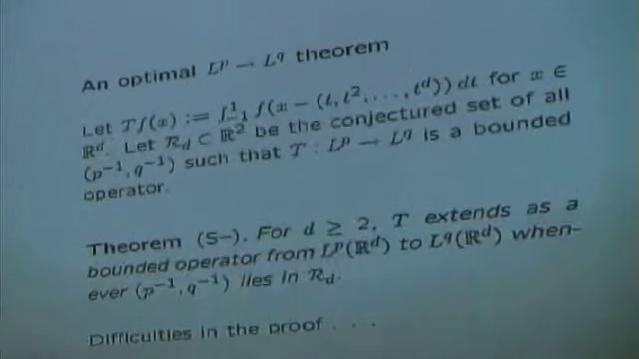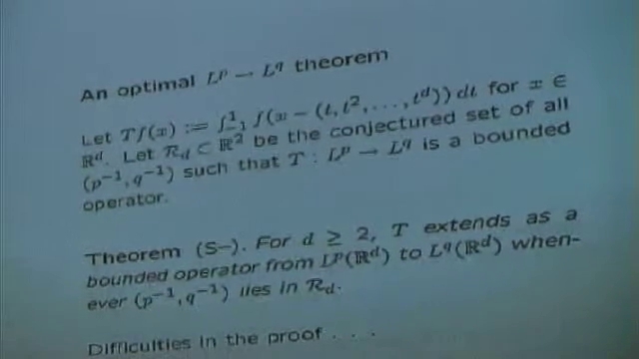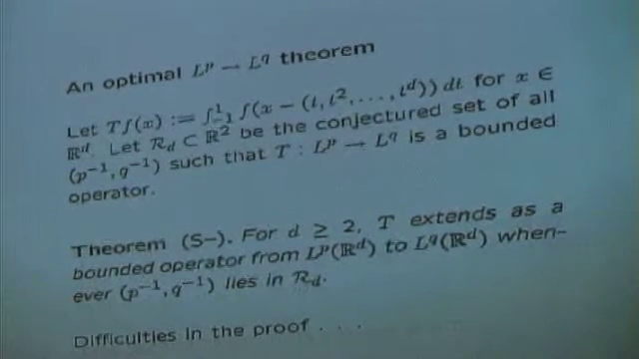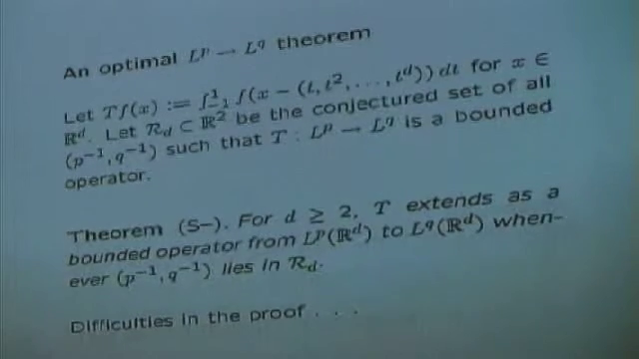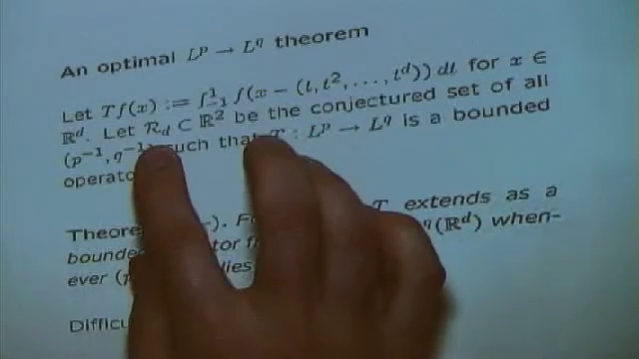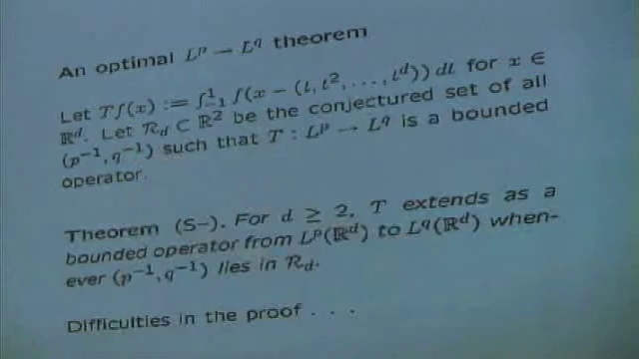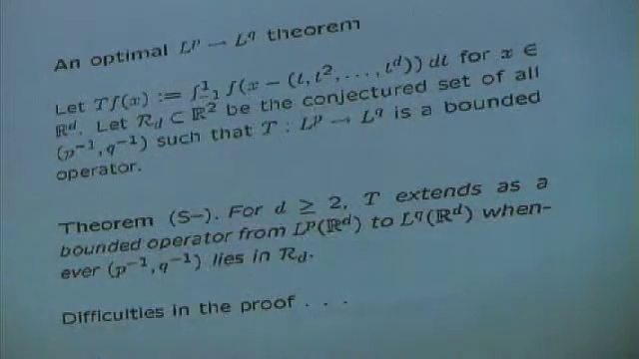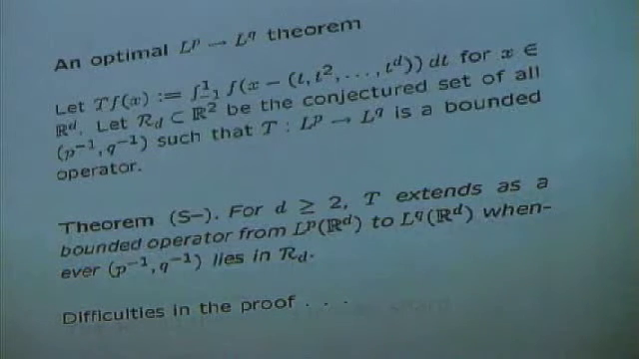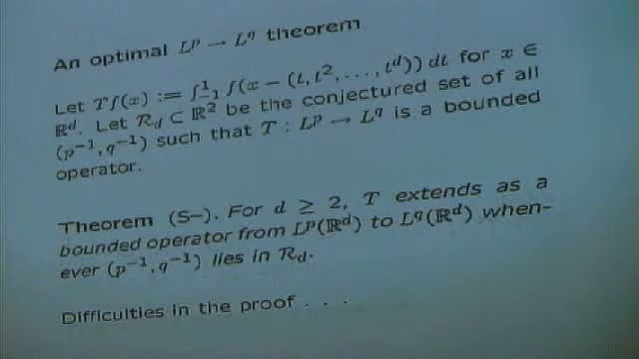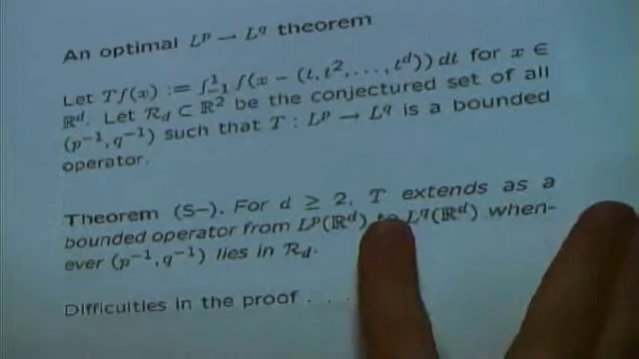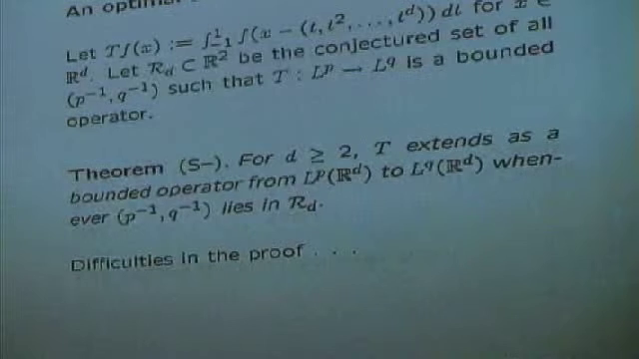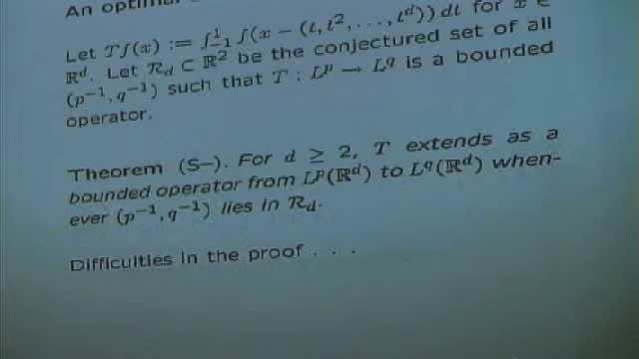So we're going to let R_d be the conjectured set of all (1/p, 1/q) such that T from L^p to L^q is a bounded operator. And it was long known that essentially for all of the points in R_d, what Chris proved was that for essentially all of the points in R_d, you have a bound, and I've shown the bound for all of the points. So for d greater than or equal to 2, T extends as a bounded operator from L^p of R^d to L^q whenever (1/p, 1/q) is in R_d.